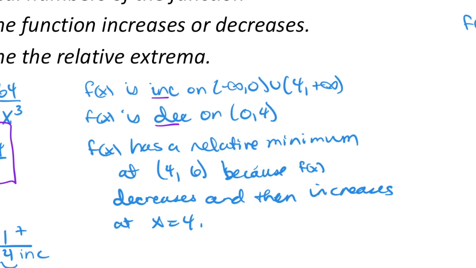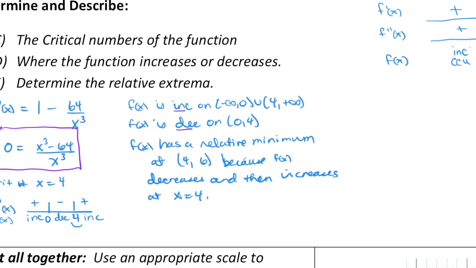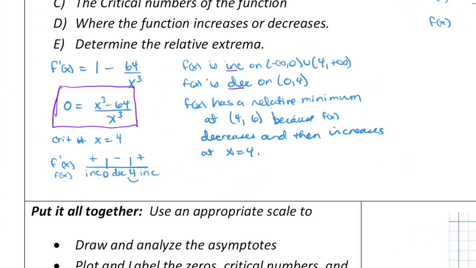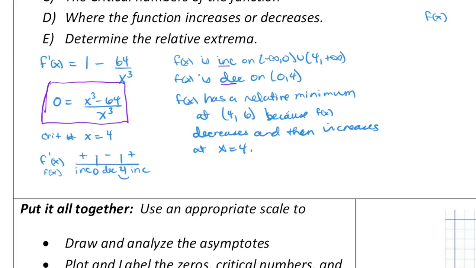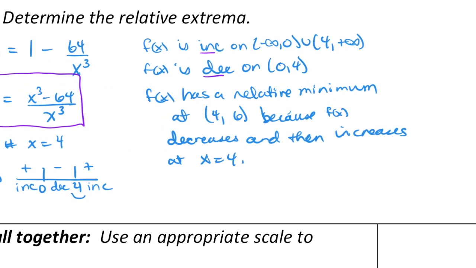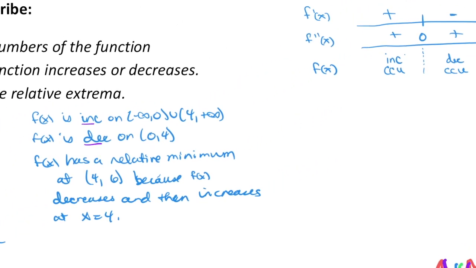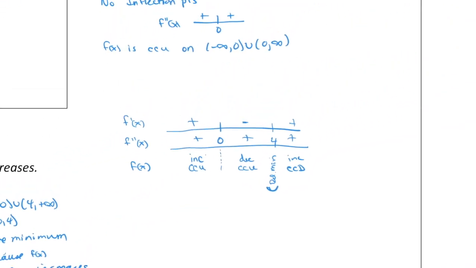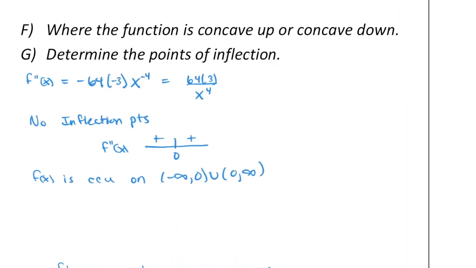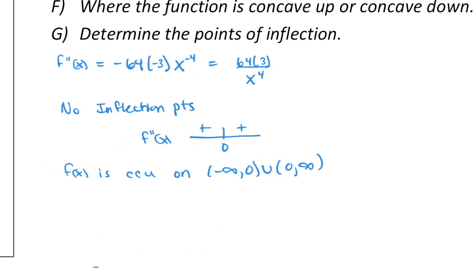Give a reason. It has a relative min because f of x decreases and then increases at x equals 4. If you prefer to use f prime of x is positive and then negative, make certain that you state f prime of x when using positive and negative. When talking about concavity, once again, I made certain that I had a common denominator.